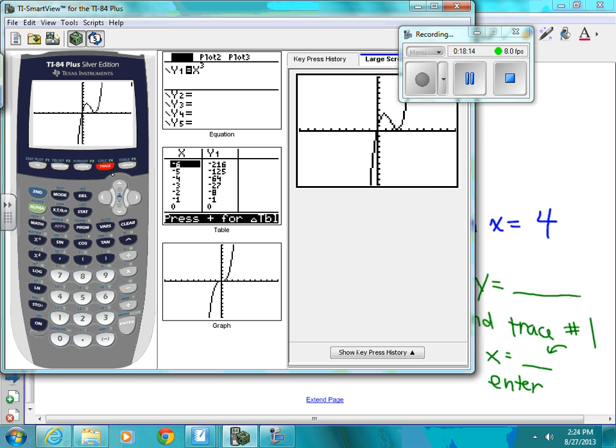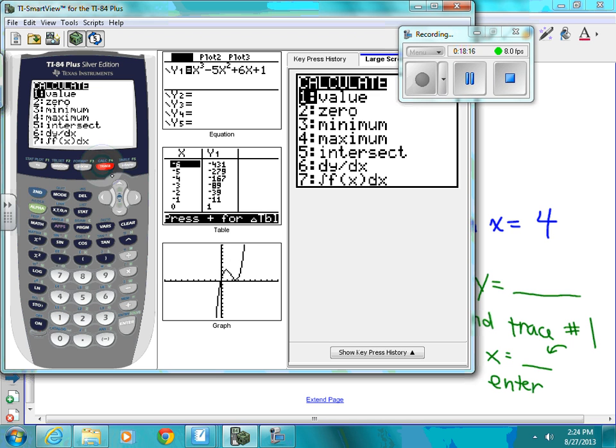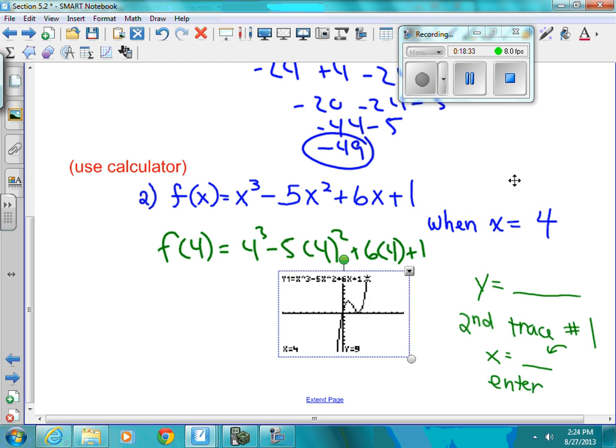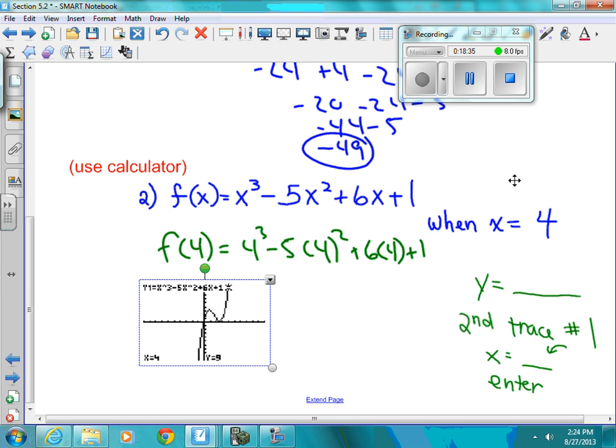Oops, I must hit trace. I didn't want seconds. Trace. And I'm going to use the value of 1. Hit enter. We've done this before. I put in number 4. I get 9. So from the calculator, it says when x is 4 for this equation, I get 9.